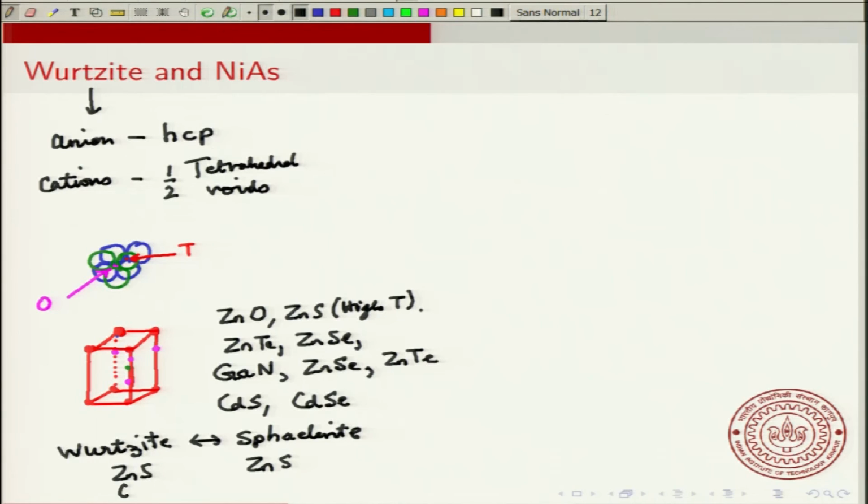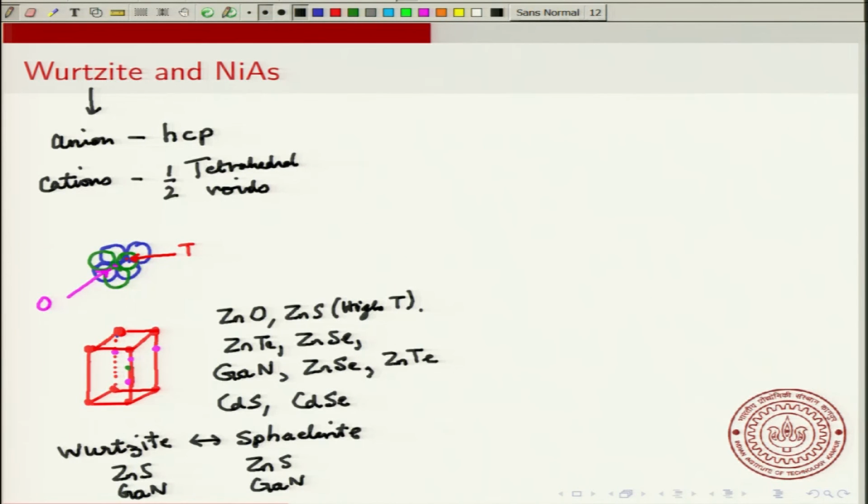Similarly, gallium nitride can also form either a sphalerite or a wurtzite. In the case of gallium nitride, the wurtzite is the more stable. In the case of zinc sulfide, the sphalerite, or zinc blende, is the most stable.